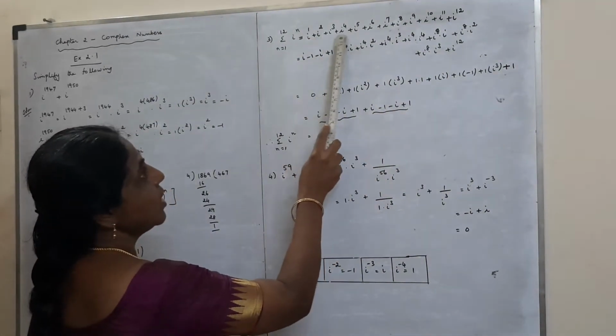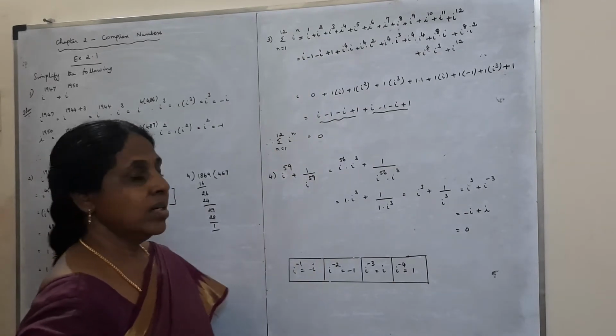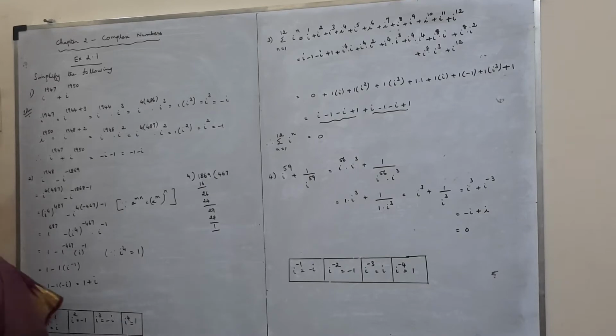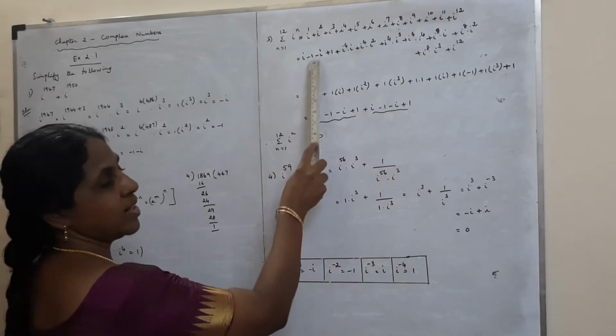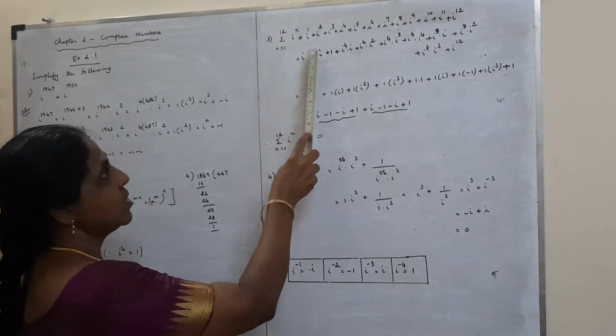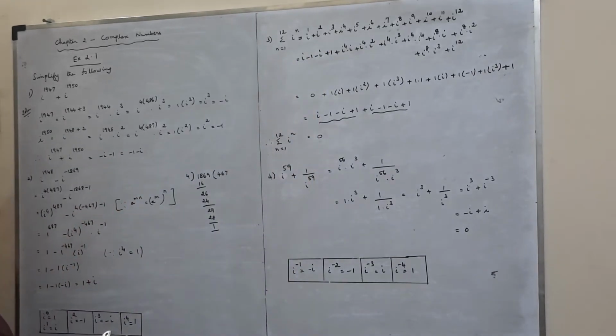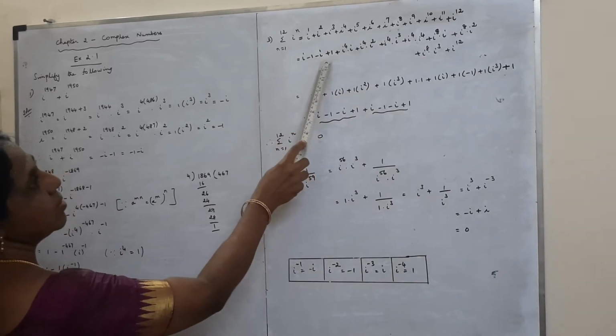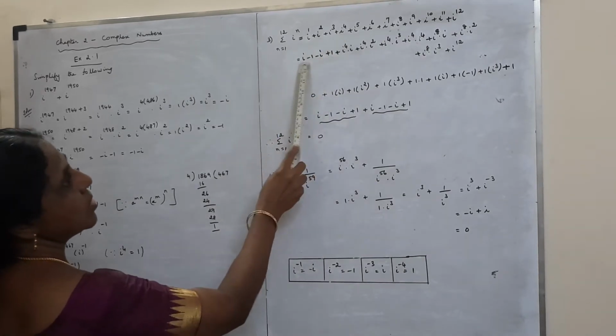But we know certain values. i power 1, i power 2, i power 3, i power 4, all you know. So we will substitute that directly. First, i power 1 is i. Then i square is minus 1. i cube, you know, is minus i. Then i power 4 is 1. So I am substituting the first 4 terms.